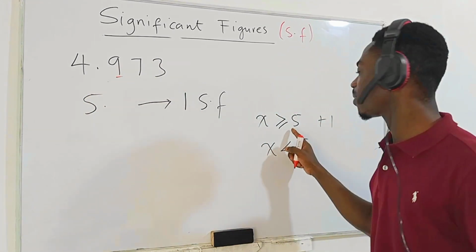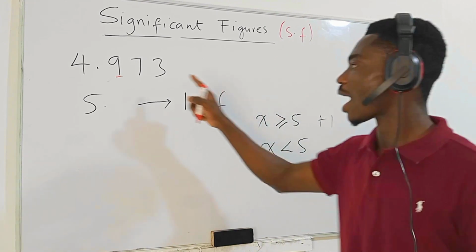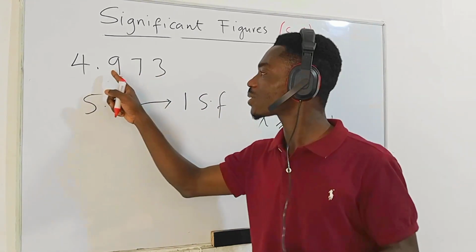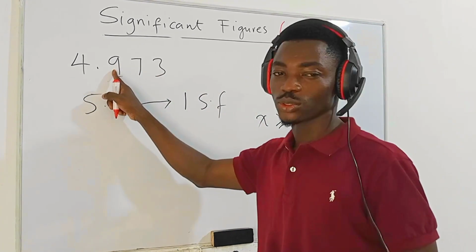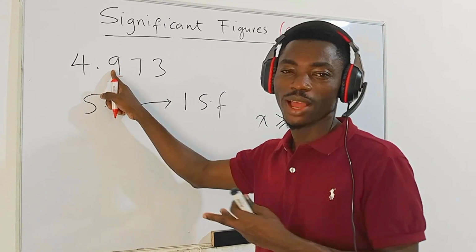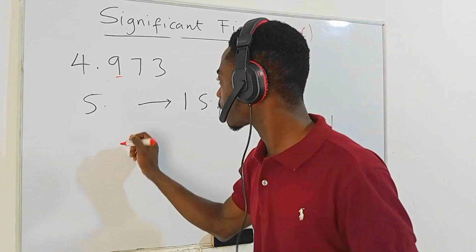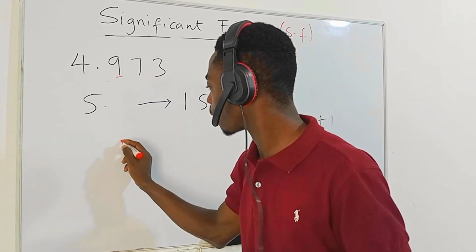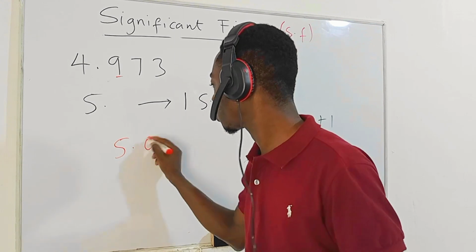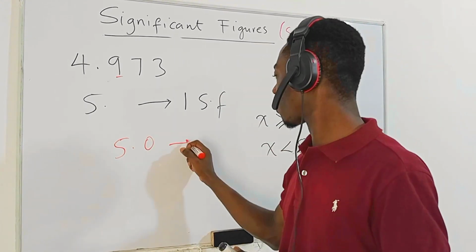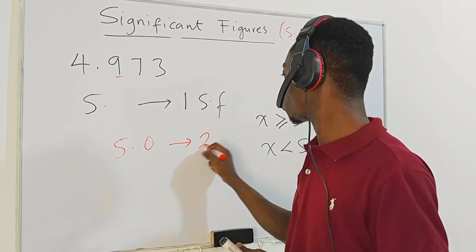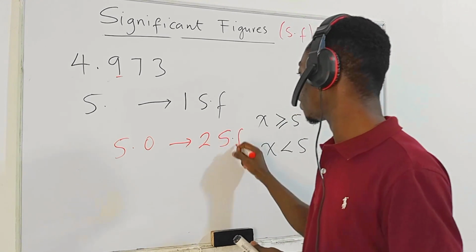And you can see that the number that is next to 9 is obviously 7. 7 is greater than 5, right? So we have to add 1 to this. And of course, if we add 1 to this, we are going to have 10. But we can't write all the 10 right here. So what we will do is that we just round it again, then we'll have 5.0. And this time around, this is going to be two significant figures.